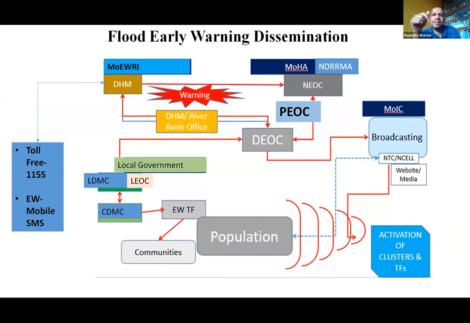So this figure shows the early warning dissemination mechanism. This is a formal communication channel for early warning dissemination. We can see the Ministry of Energy, Water Resources and Irrigation; the Department of Hydrology and Meteorology comes under this ministry. And after getting the warning, we disseminate this to MOHA, NEOC, as I described before, and DEOC.